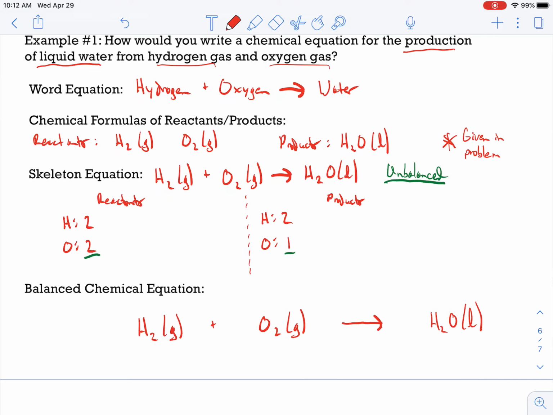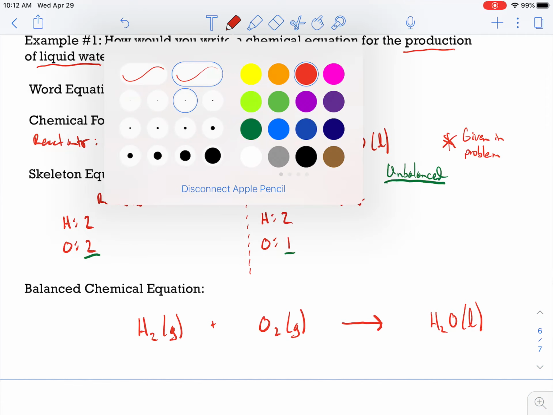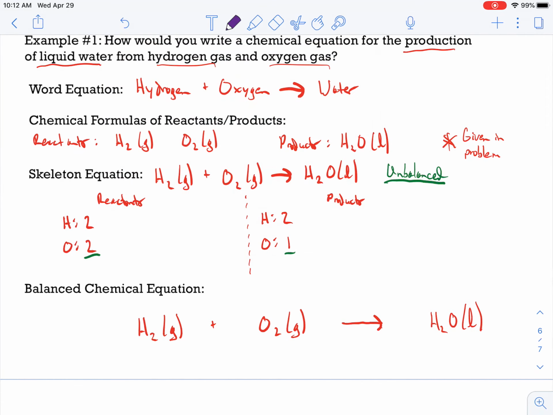So the first thing I'm going to do is I know that this oxygen currently is unbalanced. We have 2 to begin with, but only 1 to end with. So I need to make sure that there are 2 oxygens in our products. So I'm going to write in a 2 coefficient in front of my H2O. What this now means is that we go from 1 oxygen up to 2.